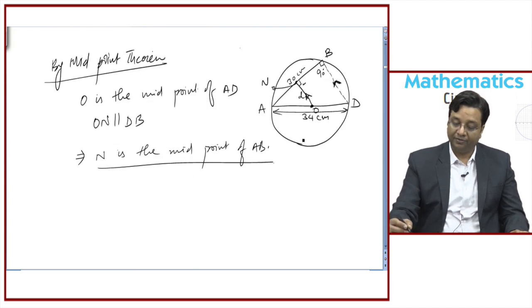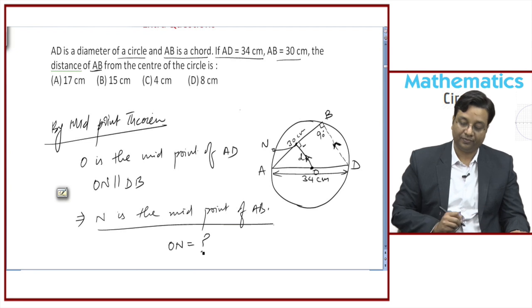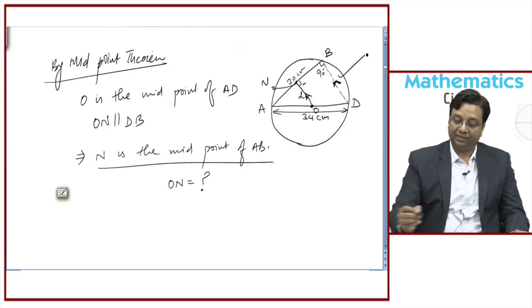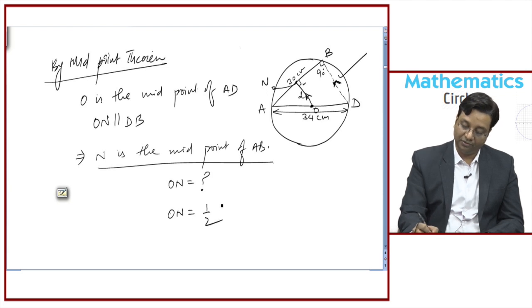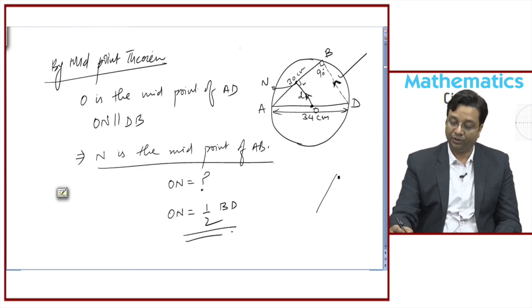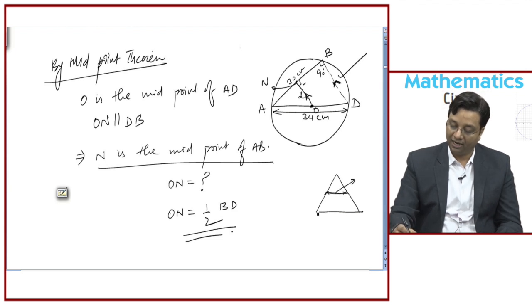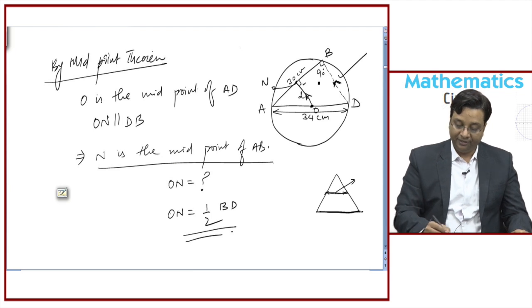Now let us look at this. We need to find this distance ON. If I can find distance BD, I can say ON is just half of BD. This is again the application of midpoint theorem, that if we join the midpoints of two sides of a triangle, this segment will be half of the third side. So you should read about it in the midpoint theorem. Now if I find BD, how do I find BD?